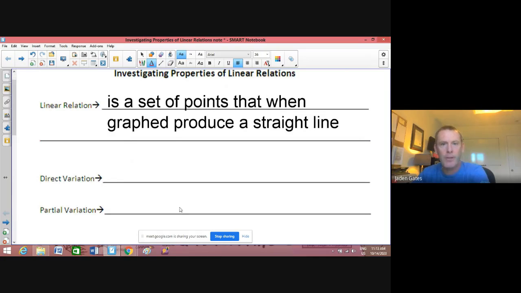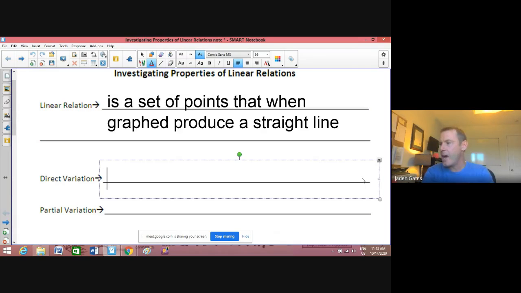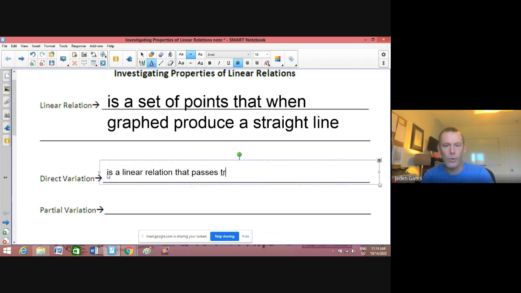Now, there's two types of linear relations. The first one is direct variation, and that is a linear relation, so it means it's a straight line that passes through point 0, 0, which is our origin.